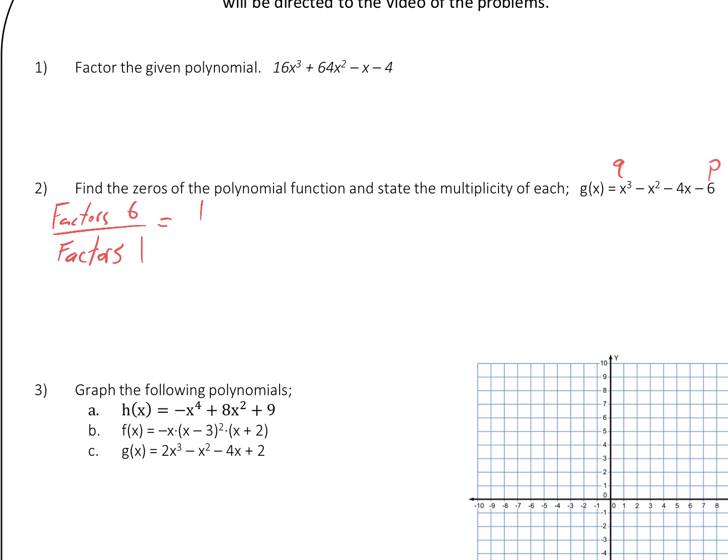So 6 can be factors of 1, 2, 3, and 6, okay? And factors of 1 are just this. So plus or minus any fraction we can make from here is going to make a possible 0. So here we go. I've got plus or minus 1, plus or minus 2, plus or minus 3, and plus or minus 6. Okay, so 8 different possibilities when you include the plus minus portion.